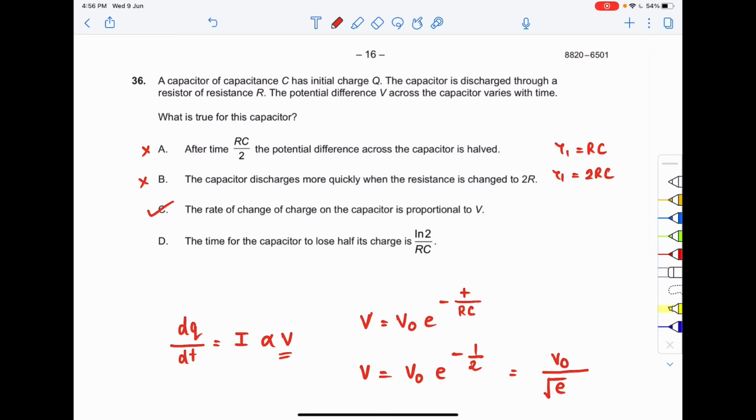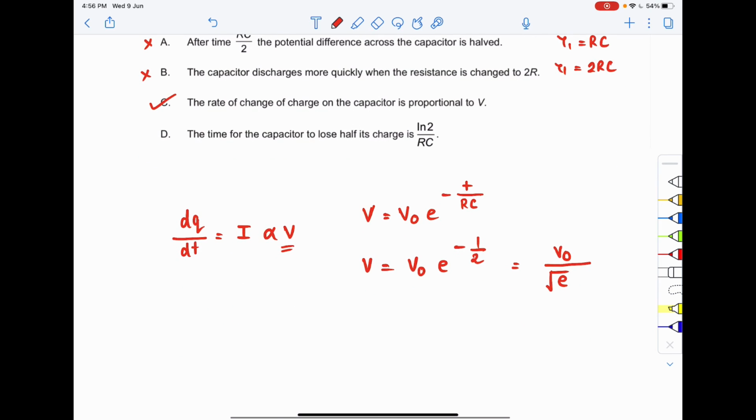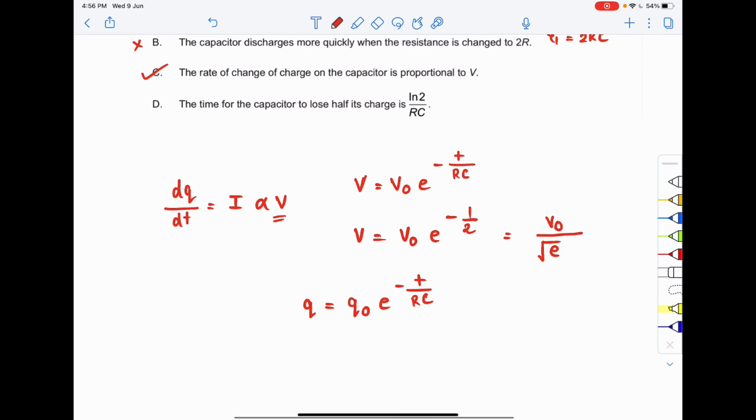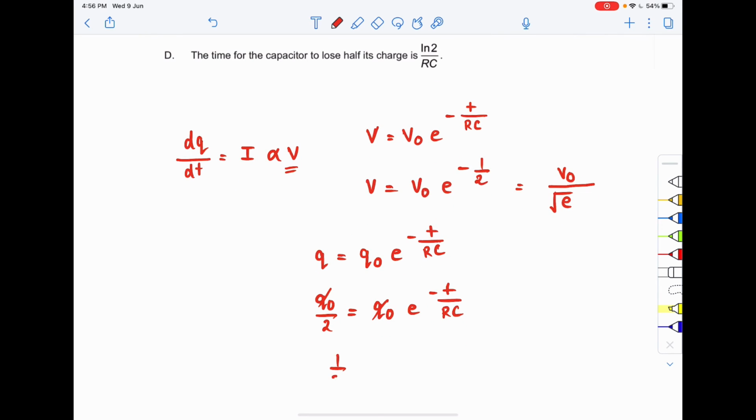Now proceeding to option D, the time for the capacitor to lose half of its charge. We know that the charge on the capacitor Q varies as Q equals Q naught e to the power minus T by RC, right? So the time for the capacitor to lose half of its charge means the final charge that will remain is Q naught by 2. From Q naught e to the power minus T by RC we can find out T, right? So half is equal to e to the power minus T by RC.